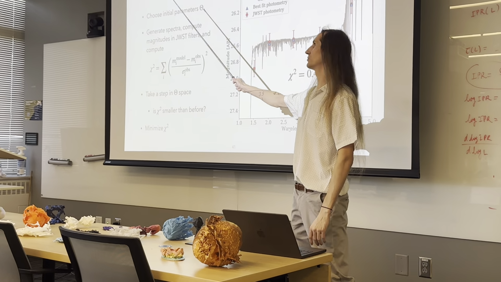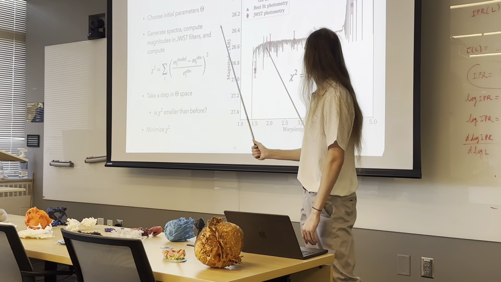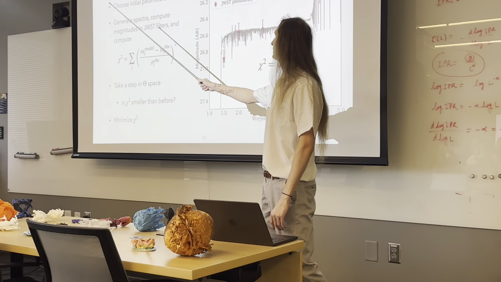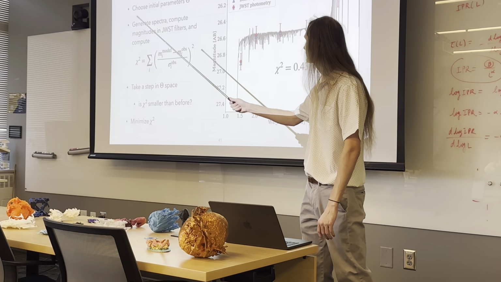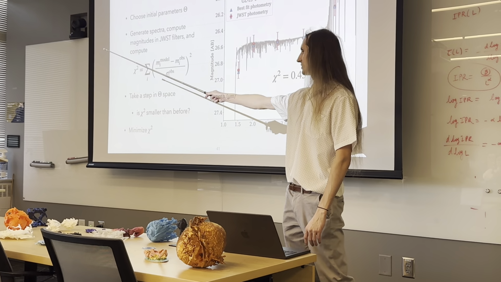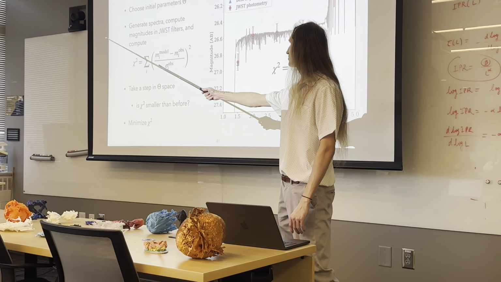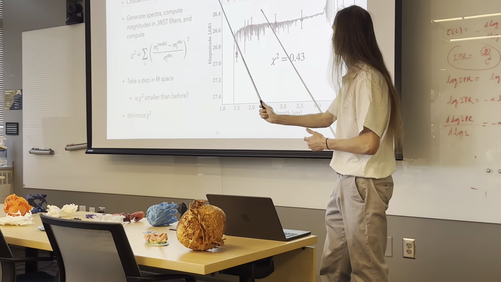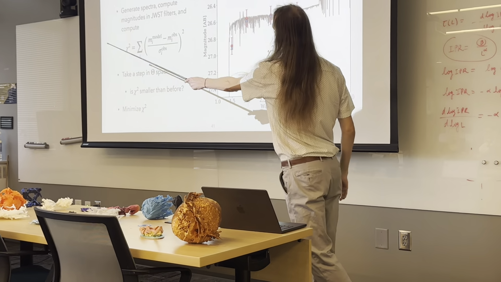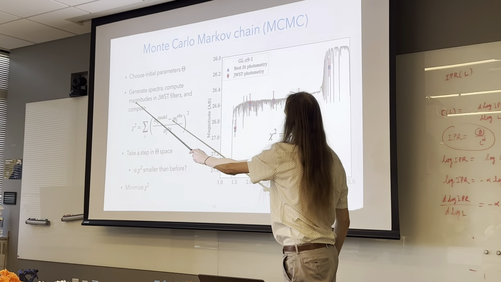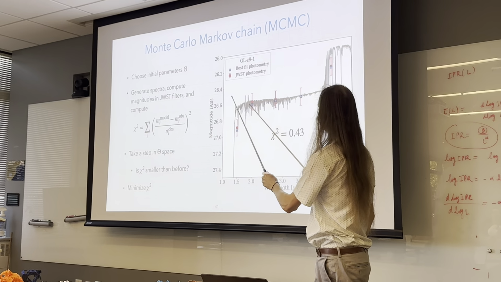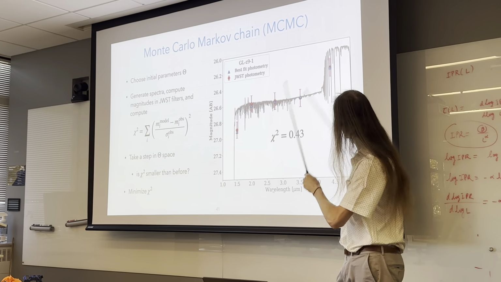You just choose some random parameters. They don't have to fit well. They don't have to produce a good spectra. So you generate the spectra, compute these magnitudes, the blue triangles, and then you compute what's called chi-squared, which is basically a measure of how close your model is to the observations. So it's a sum over all the filters and the difference between your model magnitudes and the observed magnitudes, the difference between these 2 points for all of them.